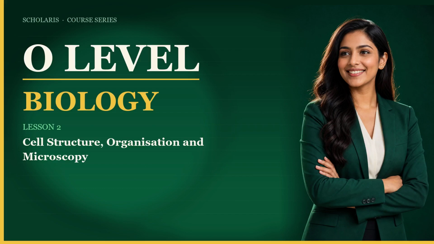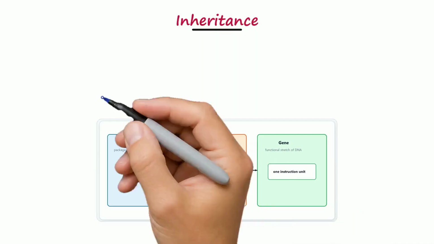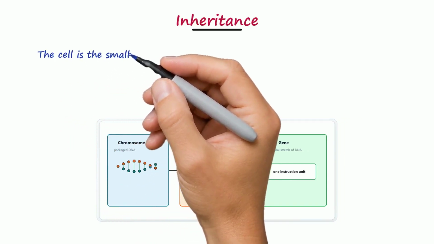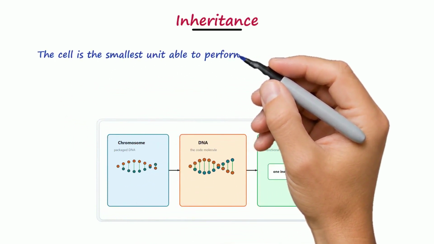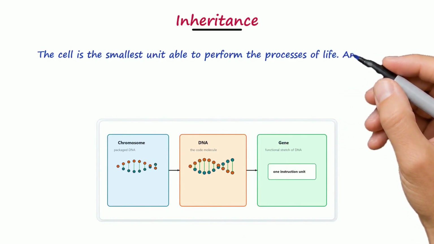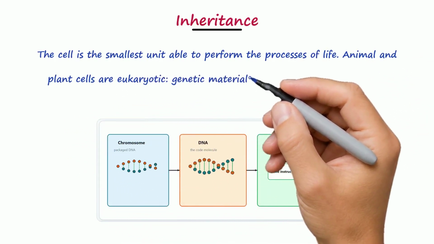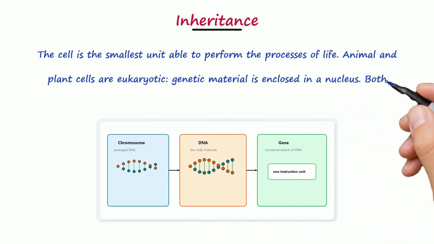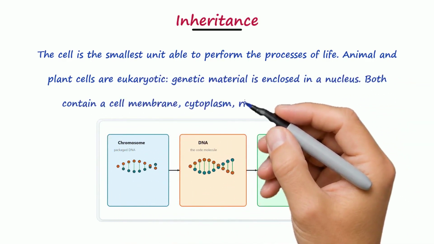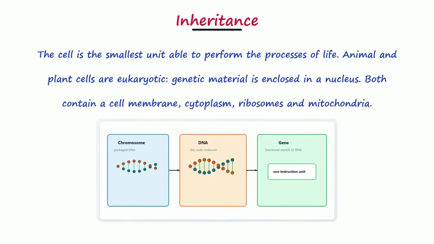Alright, O-level biology, lesson 2. We're on cell structure, organization and microscopy. The cell is the smallest unit able to perform the processes of life. Animal and plant cells are eukaryotic. Genetic material is enclosed in a nucleus. Both contain a cell membrane, cytoplasm, ribosomes and mitochondria.